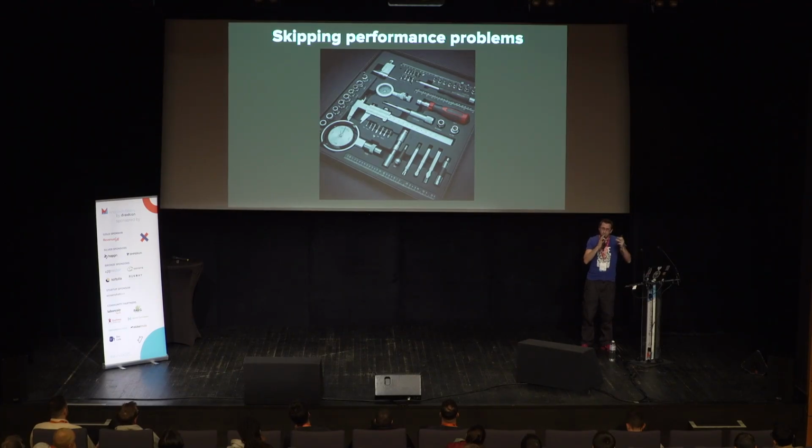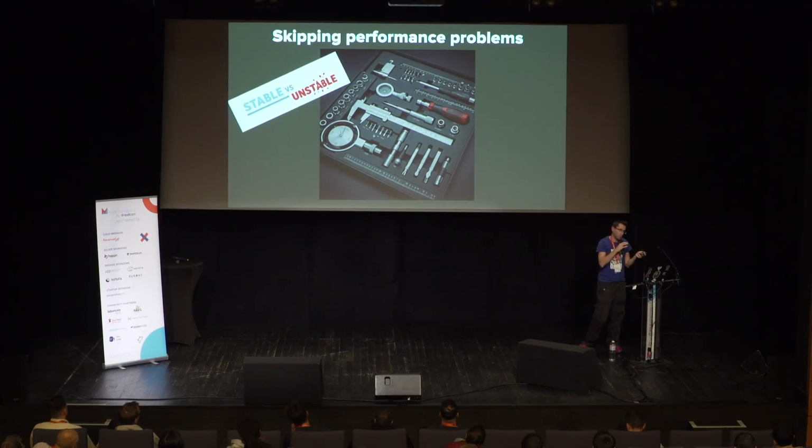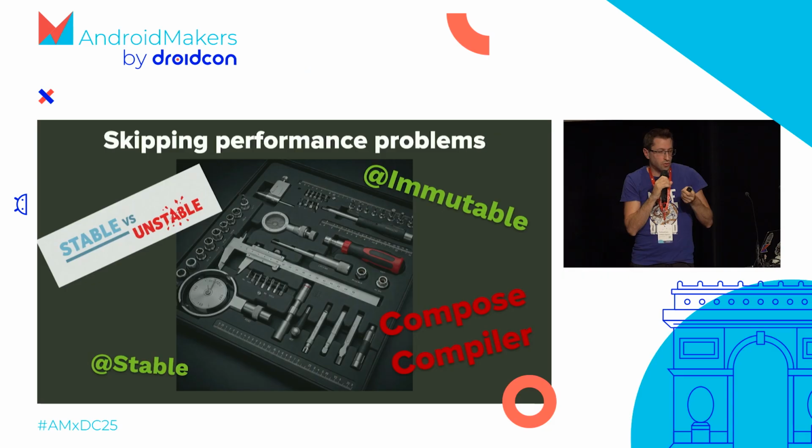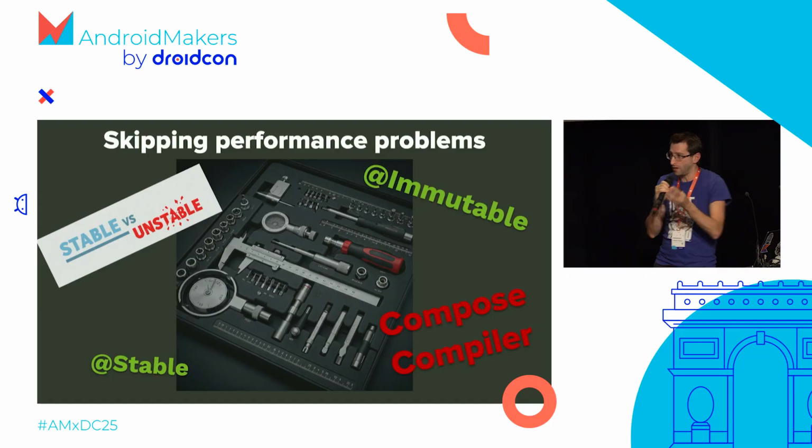Okay, so now we are getting somewhere. We have some idea what is stable, what is unstable. We know what annotations we can use, like immutable, unstable. We have an idea of how the Compose compiler works and checks equality, and also the vars. So now we can go back to our problem and actually try to fix those funky data types.